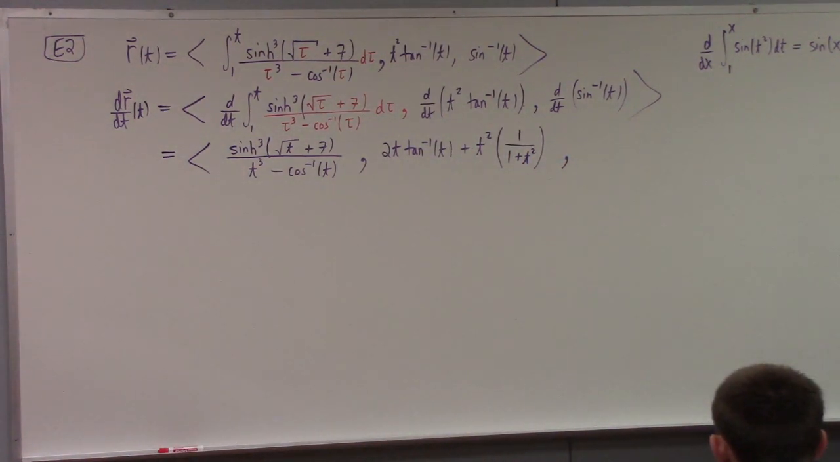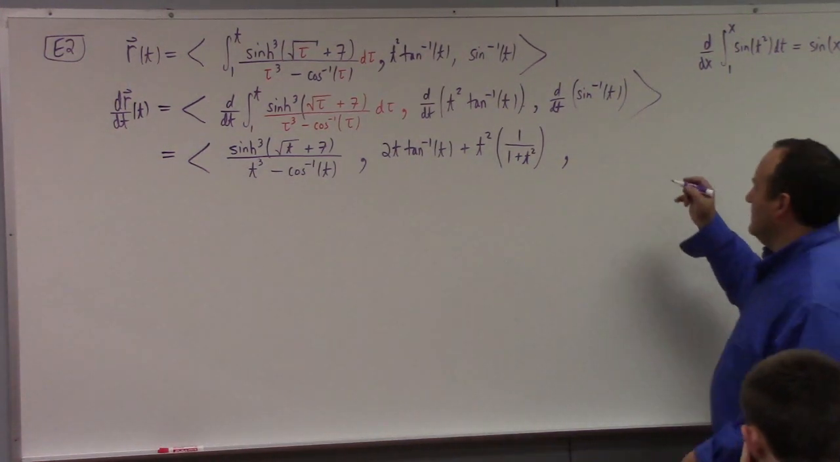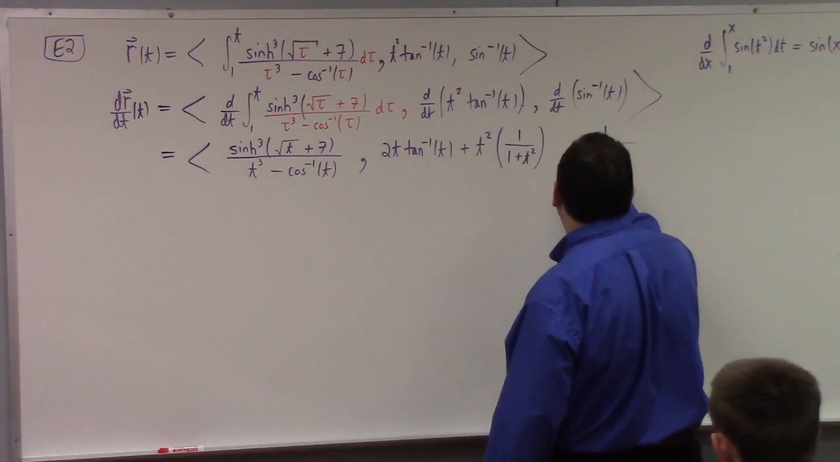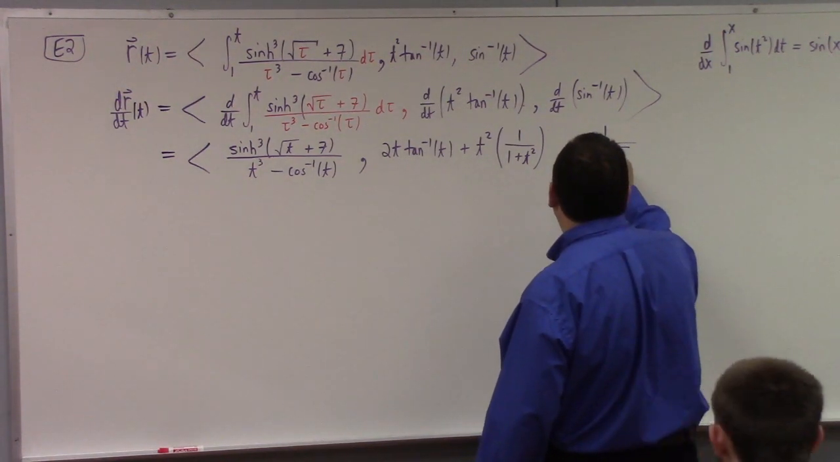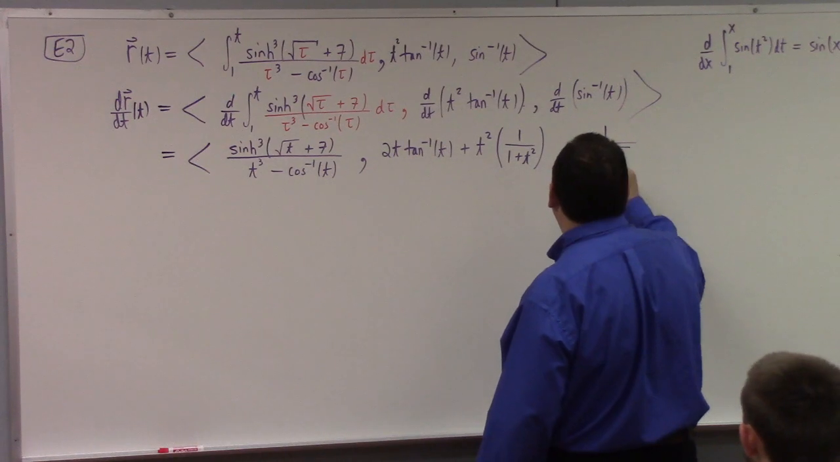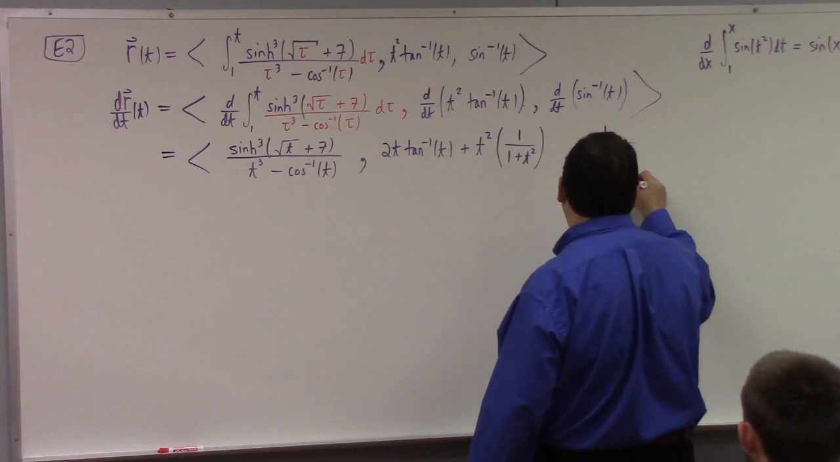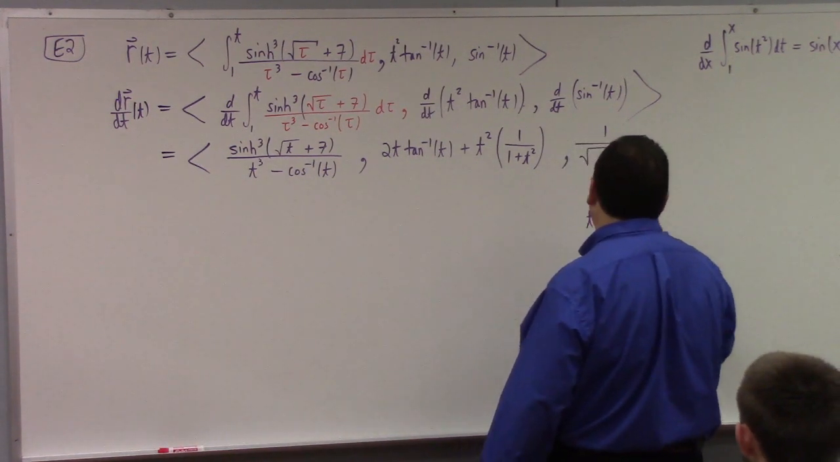And then what's the derivative of inverse sine? Derivative of inverse sine is, I think, so, all right, here's two choices. Is it 1 minus t squared, or is it t squared minus 1? What do you guys think? And why?